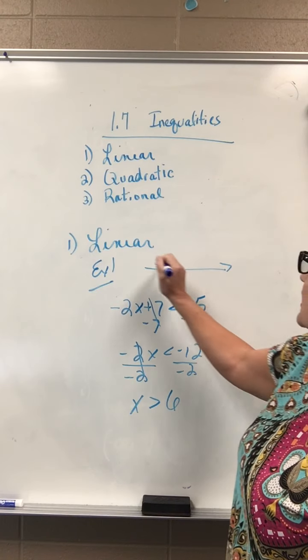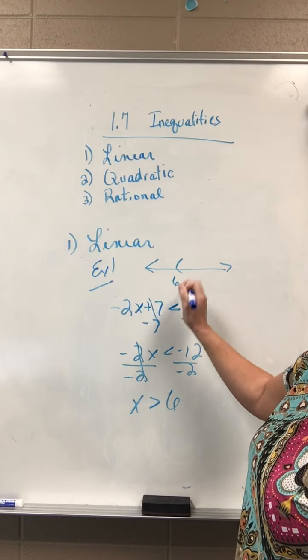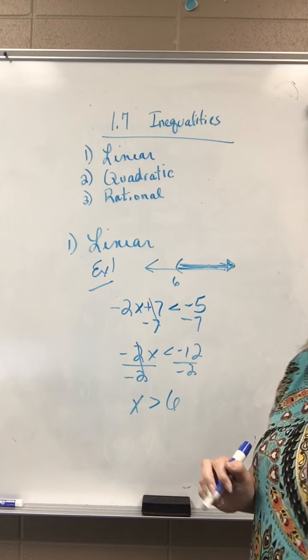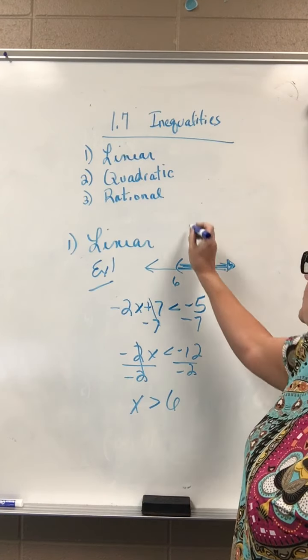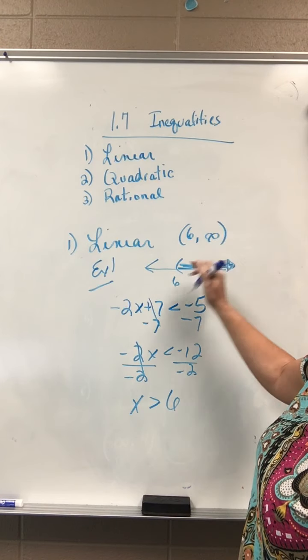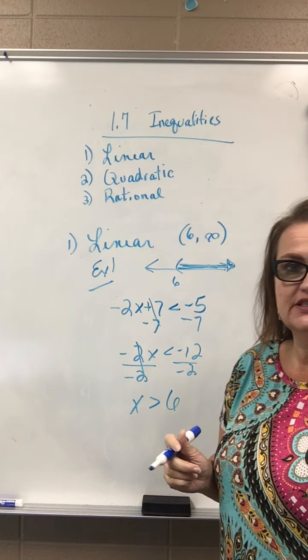So what's that look like? Locate 6 on the number line. Greater than goes to the right. So greater than 6. In interval notation, we would call that parentheses, 6, as far as it goes left, to the positive side, positive infinity for the right.